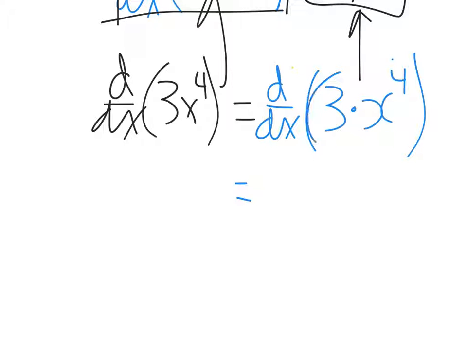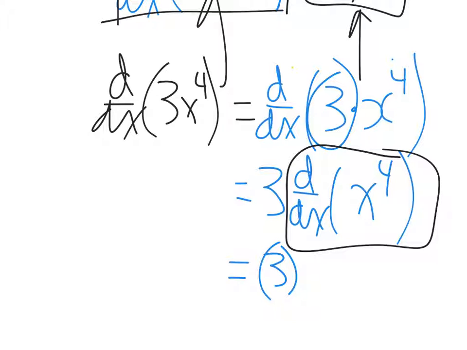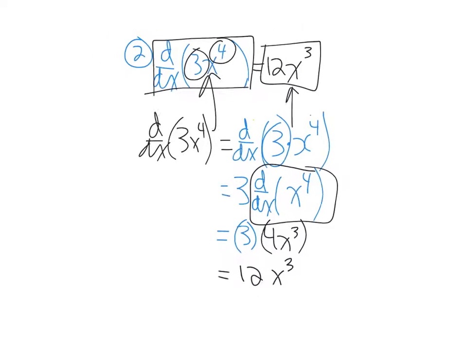That 3 is just a coefficient that's going to multiply in. So I can bring it out to the front. It's called the constant multiple rule, and it means I've got 3 derivatives of x to the 4th. It's the same thing. Whether I have the derivative of 3x to the 4th or 3 derivatives of x to the 4th, I get the same result. Once I do the derivative of this, which is 4x cubed, and multiply that by 3, I still get 12x cubed. Very important. That's called a constant multiple.